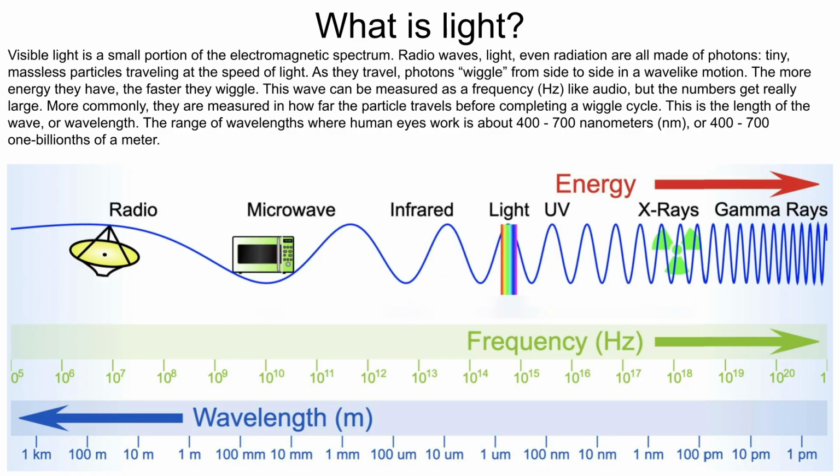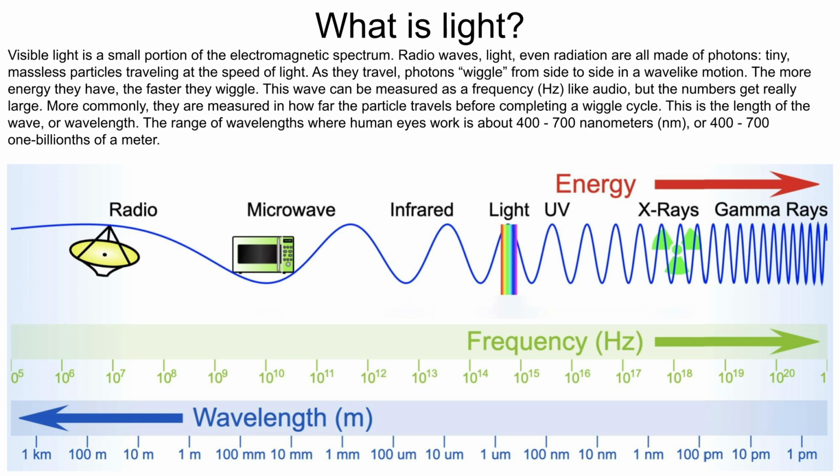Let's talk a second about what is light. Light, what we call visible light, is a very small subset of a much larger spectrum, the electromagnetic wave spectrum. It's composed of photons, little massless particles that zip through the universe at the speed of light. But not only are they zipping forward through the universe at the speed of light, they wiggle from side to side as they travel. How quickly they wiggle is a measurement of how much energy they have.